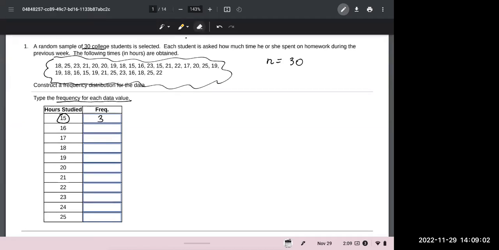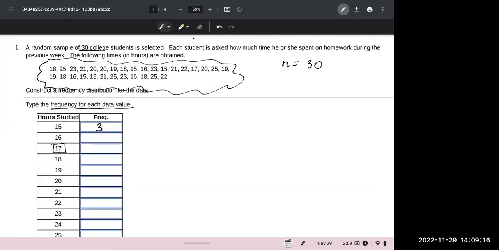And then you will continue for the rest of them. For example, when x is equal to 17, you have to give me the frequency of 17, which means tell me how many numbers 17 we have listed right here. I have one number 17, and it's only one. So only one student did homework for 17 hours.